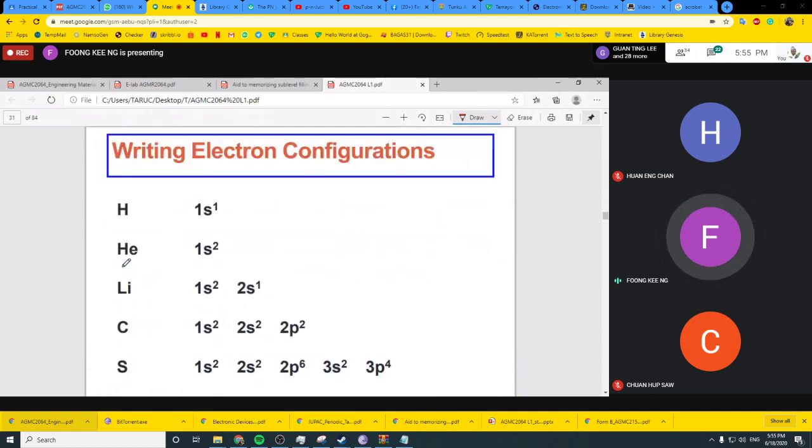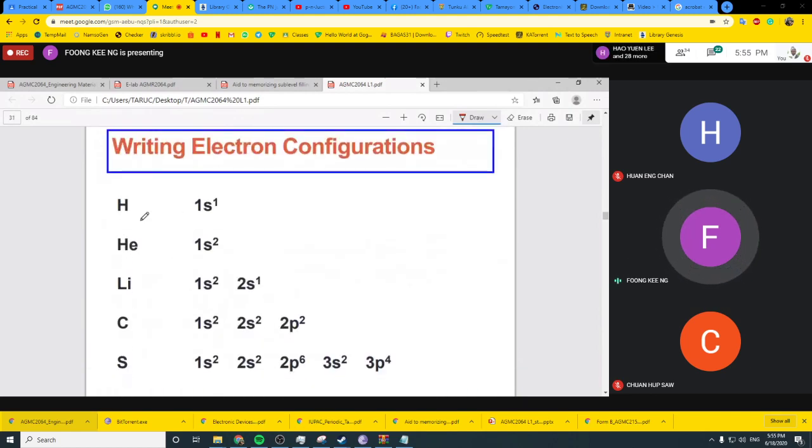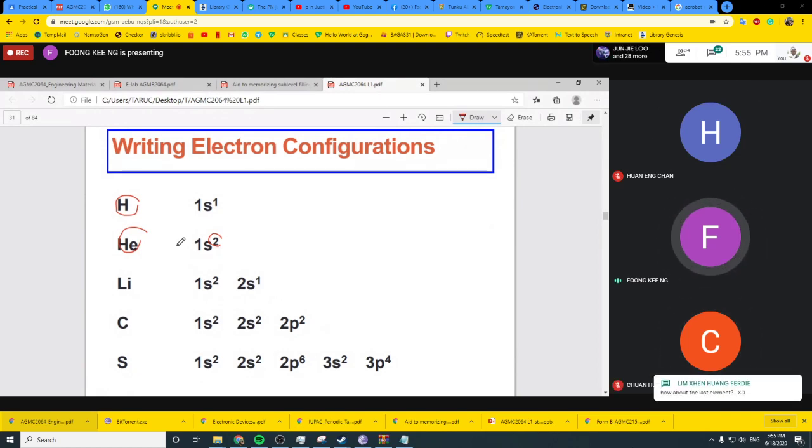Let's recap. Electronic configuration: hydrogen is 1s1, helium is 1s2. That's why you might think helium is in group 2. Check your periodic table. No, helium is not in group 2. Hydrogen and helium are very special because they are super light elements. Helium is in group 18, which is group 8, the noble gas group. Helium is an inert gas. Group 8 is inert.